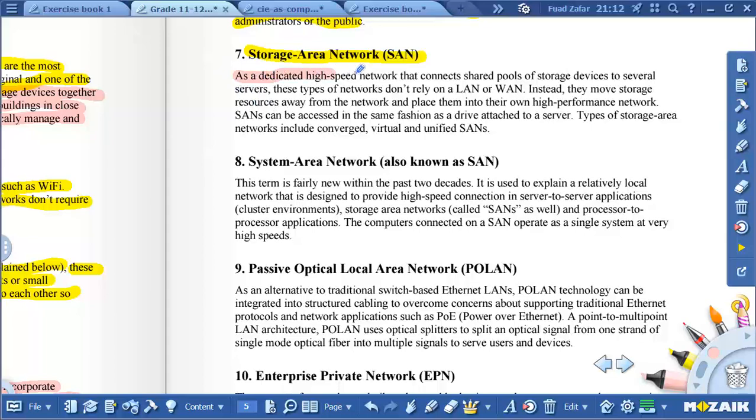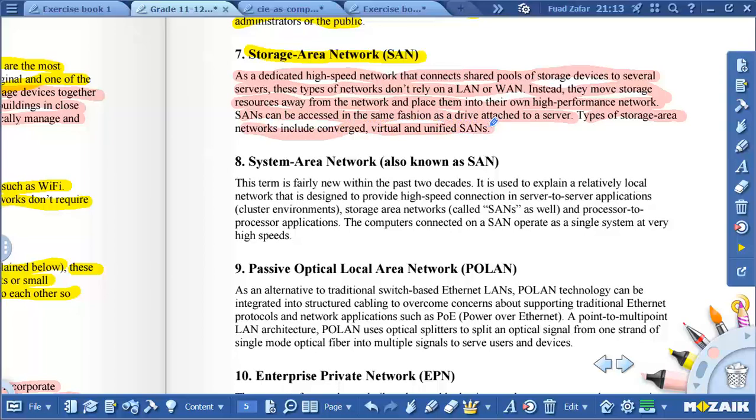A SAN is a dedicated high-speed network that connects a shared pool of storage devices to several servers. These types of networks don't rely on LAN or WAN. Instead, they move storage resources away from the network and place them in their own high-performance network. A SAN can be accessed in the same fashion as a drive attached to a server. Types of storage area networks include converged, virtual, and unified SANs.